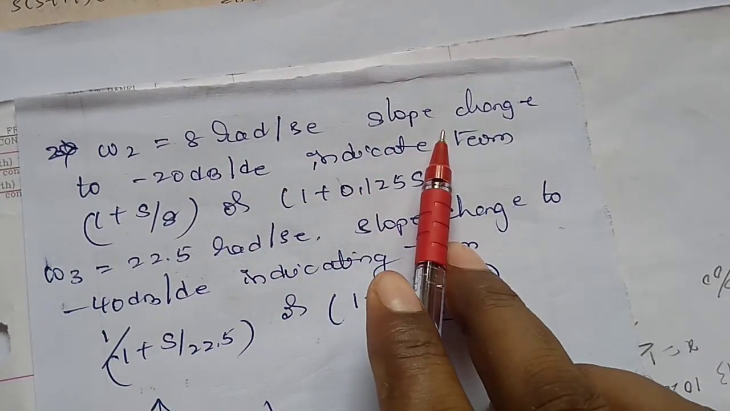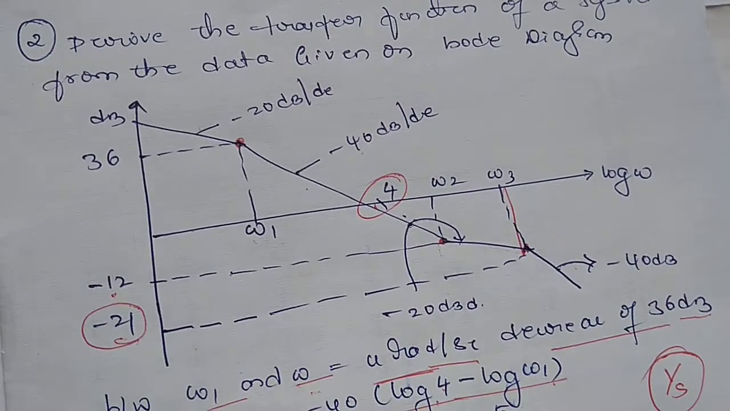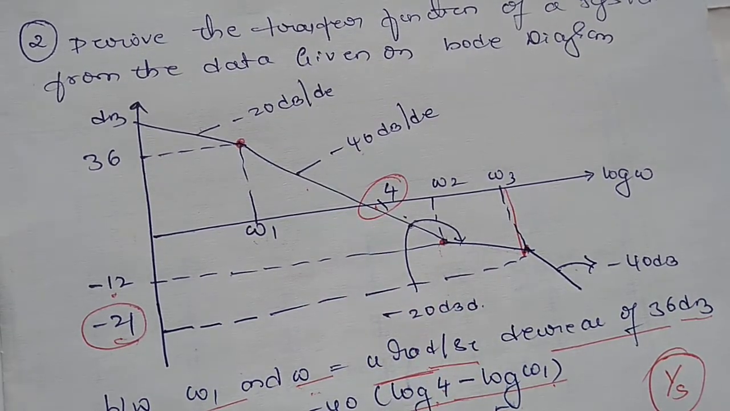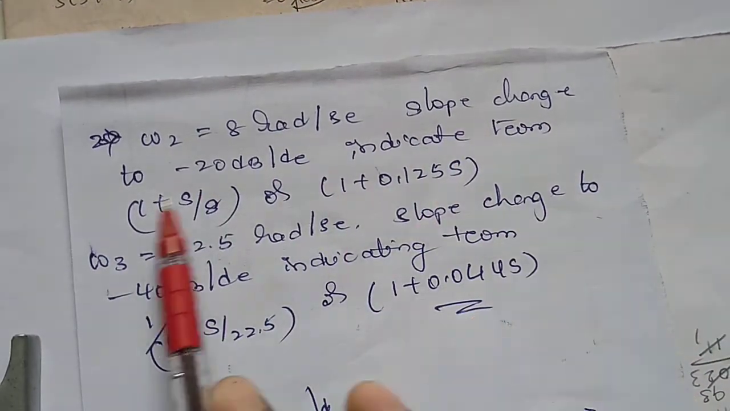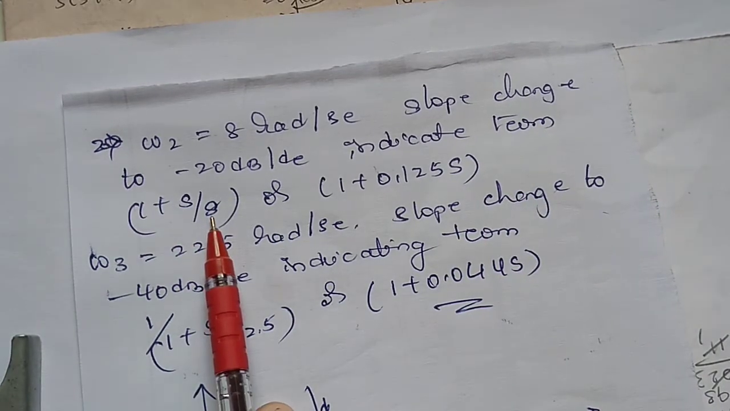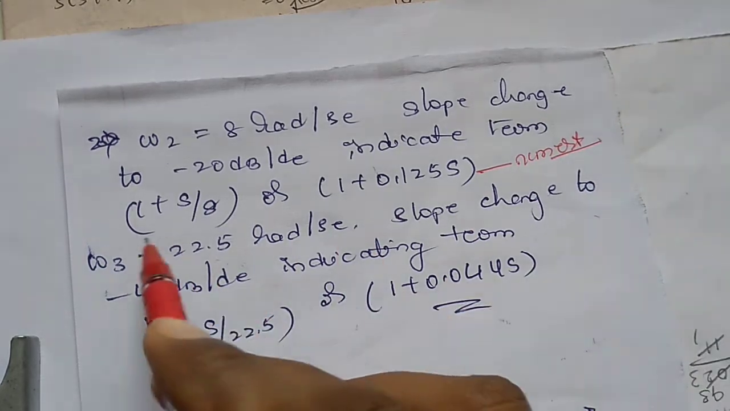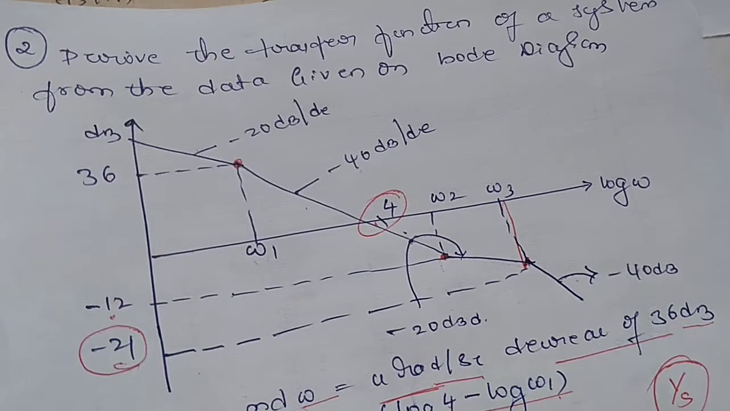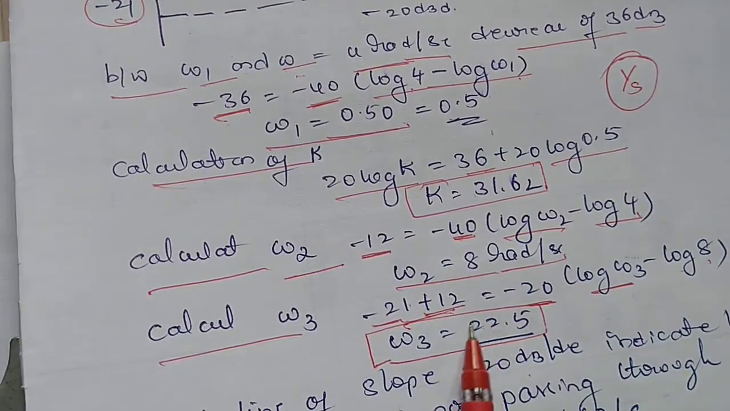At omega 2, if you observe the graph, the slope changes from minus 40 to minus 20. So that is a decrease of slope. The slope changes from minus 40 to minus 20, which indicates the term in the numerator. So the factor is present in the numerator. So we get this value, that omega 3 is equal to 22.5. At this omega 3, as we know, we have already calculated it, that is 22.5.